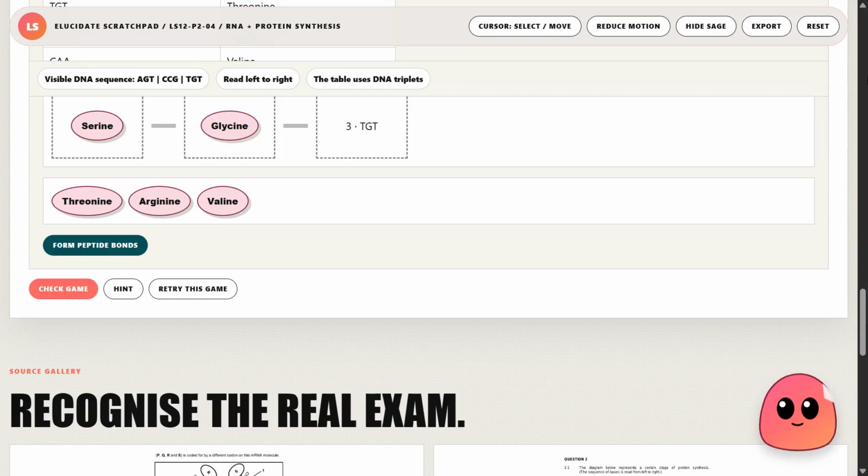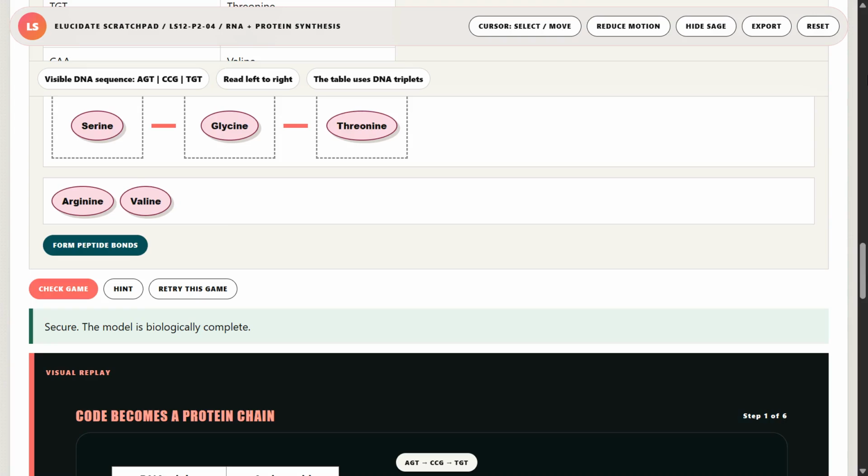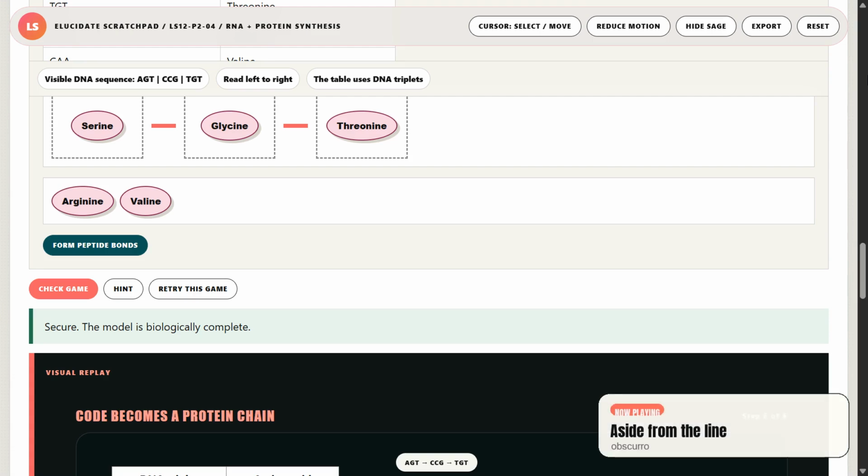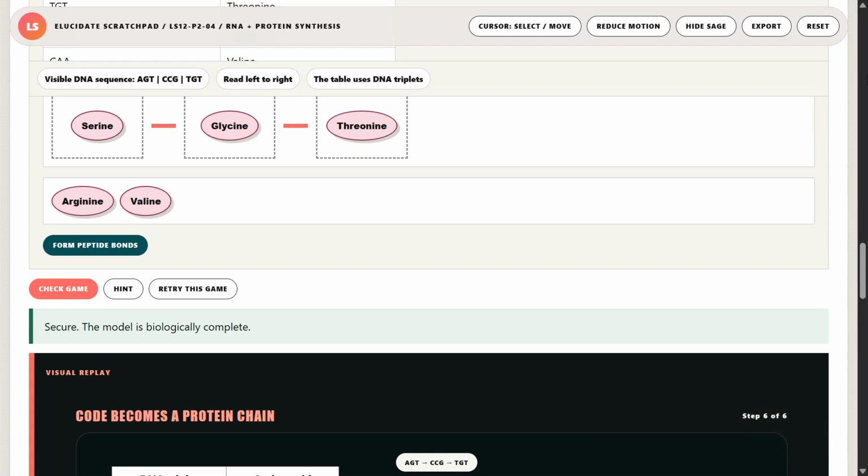The chain builds itself now. AGT gives serine. CCG gives glycine. TGT gives threonine. Each amino acid snaps into its socket, in order. Then the peptide bonds form between them. Serine, glycine, threonine, linked into a protein chain.